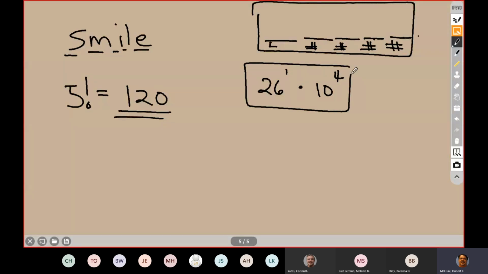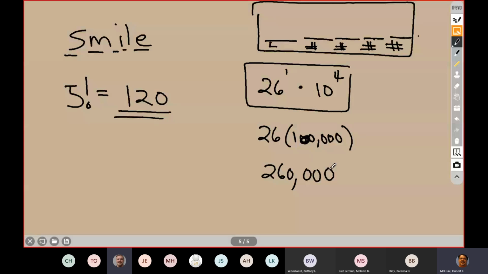26 to the first is 26. So that would be 26 times, of course, 10 to the 4th power. Should be 4 zeros. Somebody check, what is 10 to the 4th power? It's 10,000. Okay, so that would be 260,000, right? 26 times 10 is 260. Yes, sir, you're right.